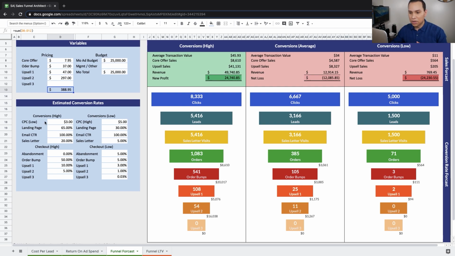So coming down to our CPC estimations, I'll leave these all the same. Now for the sales letter, we'll just leave it astronomical, and we'll leave the order bump astronomical, right?